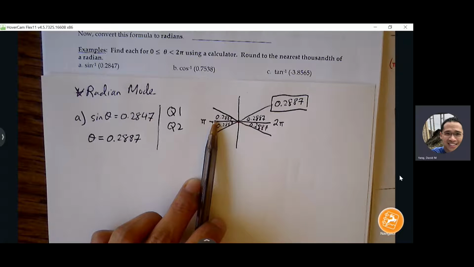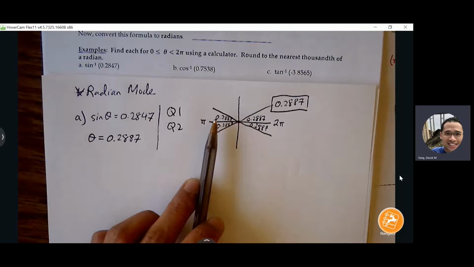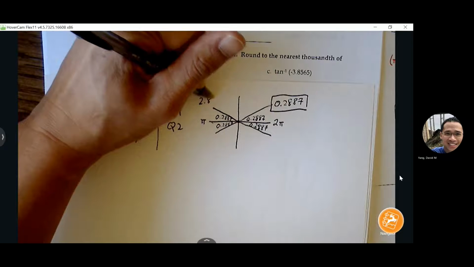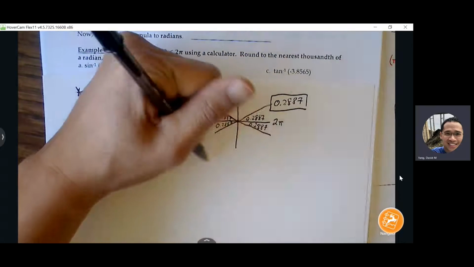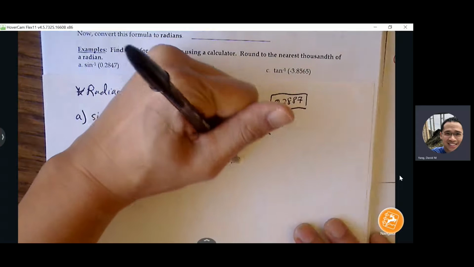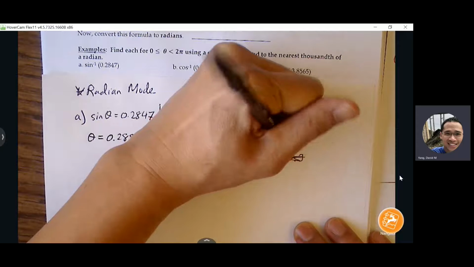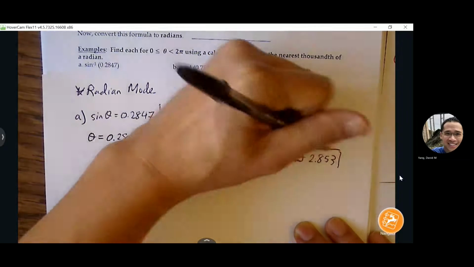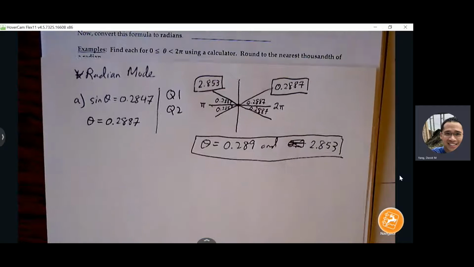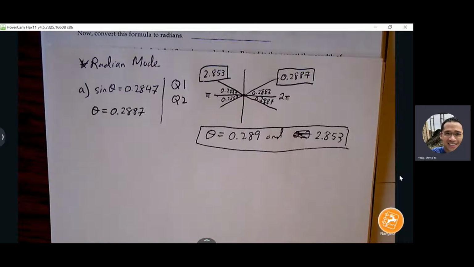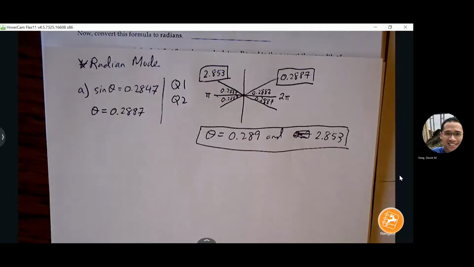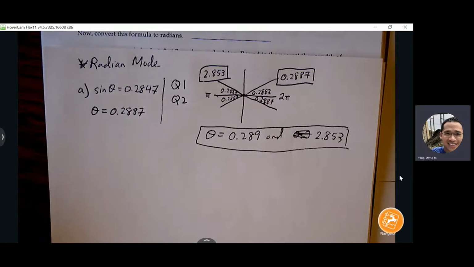Seven. 2.853. Oh, sorry, 2. Okay, so hopefully this feels like a familiar process from what we did yesterday. Okay, let's try part B.